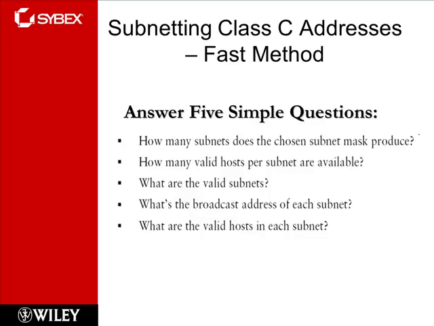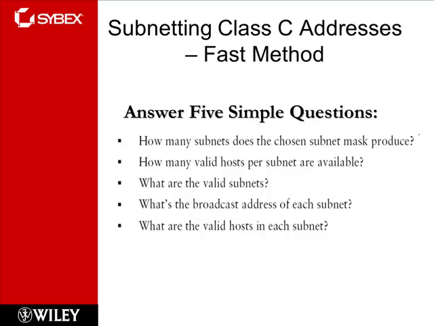Answer to 5 simple questions. Fast method. How many subnets does the chosen mask produce? 2 to the whatever number of bits you're using, 2 to the power, and that goes back to if you write down those 2 to the powers, then you can get those relatively quickly. How many valid hosts per subnet are available? Same thing. How many bits have zeros? How many bits have 1s? Number of subnets, 2 to the number of bits that have 1s, subnetted bits that are added to the classful mask.